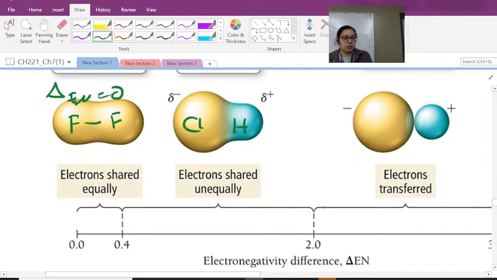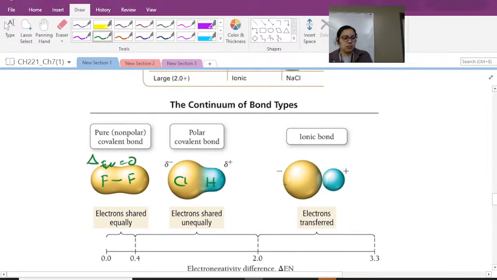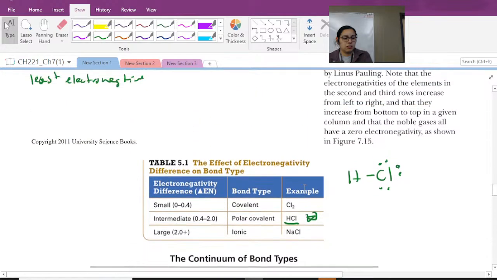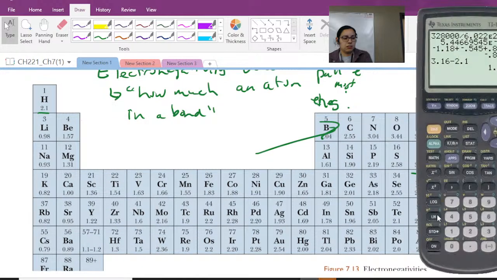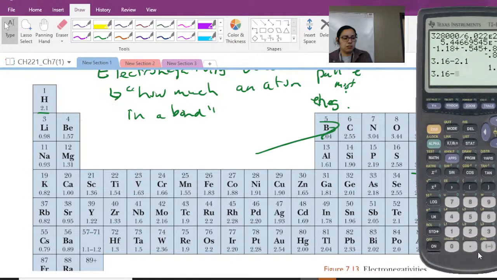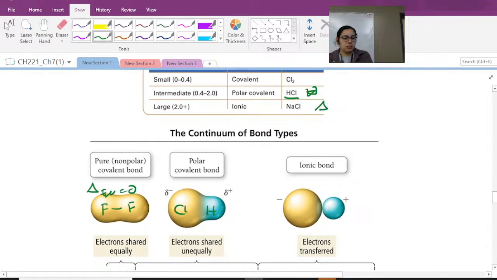And then again, we continue with this continuum of bonding. And so around 2, that's where we say we have an ionic bond. Again, you could always find exceptions, I'm sure. And so if we practice it for sodium chloride, so chlorine again is 3.16 minus our sodium, so 0.93. And so this gives us a difference in electronegativity values of 2.23. And so that helps us see that it's ionic.